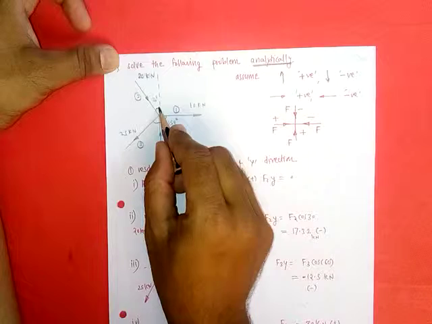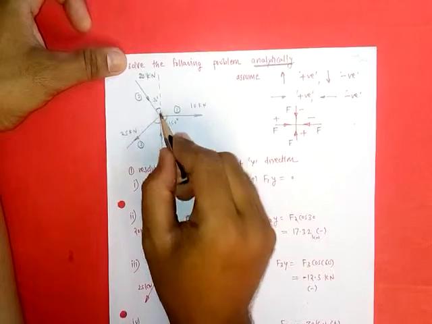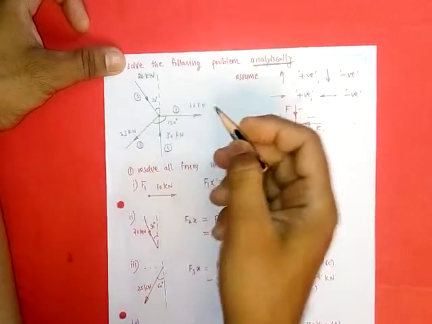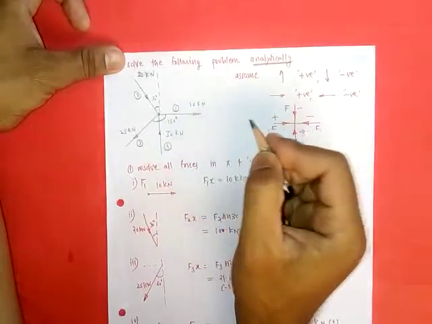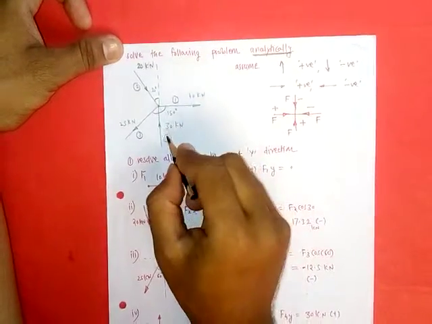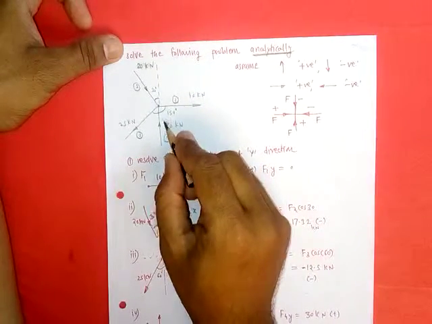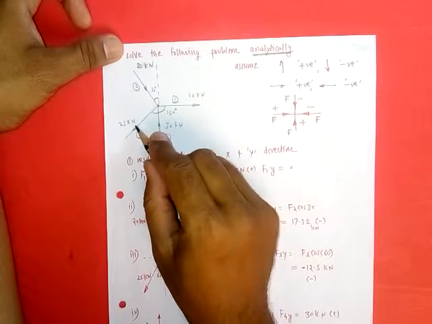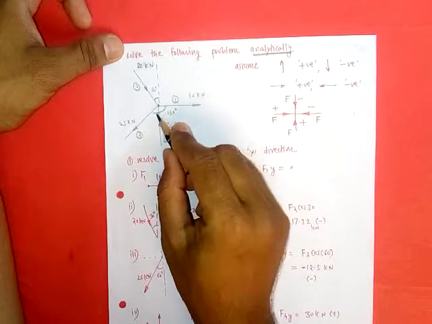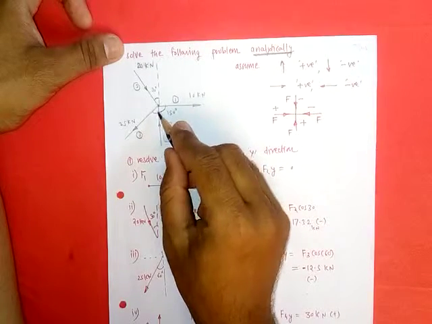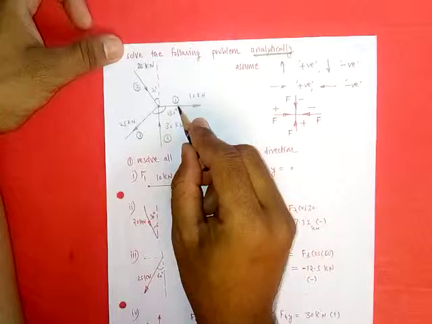20 kilonewton making a 30-degree angle with the vertical. This horizontal force is moving along the x-axis and towards the right, 10 kilonewton force. Then the 30 kilonewton force is moving upward and it is along the y-axis. The 25 kilonewton force is making a 150-degree angle in the clockwise sense with respect to the positive x-axis.